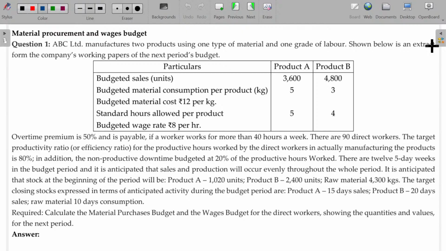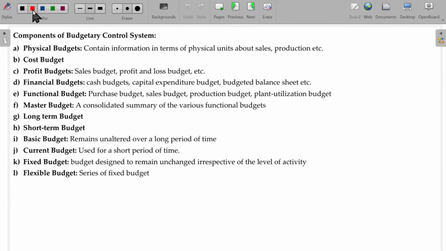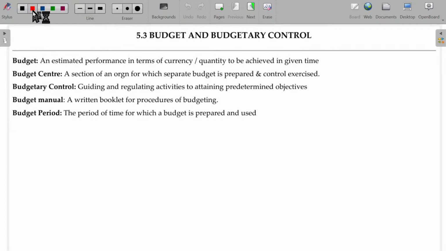Now, see, budget is nothing but an estimated performance that you do in the coming days in terms of currency as well as in terms of quantity, to be achieved in a given time. Is that okay? Estimated performances.